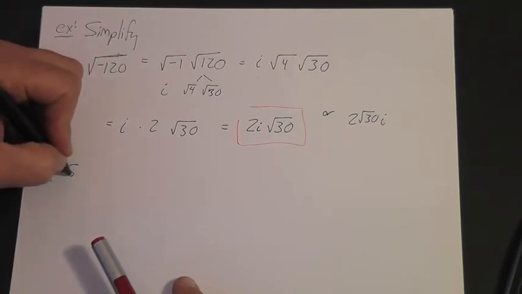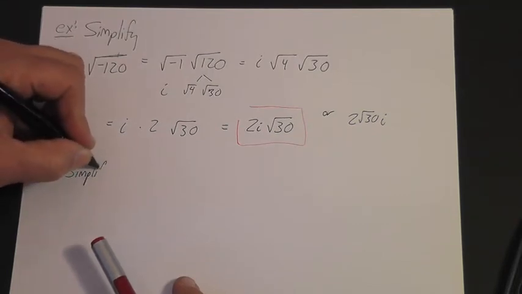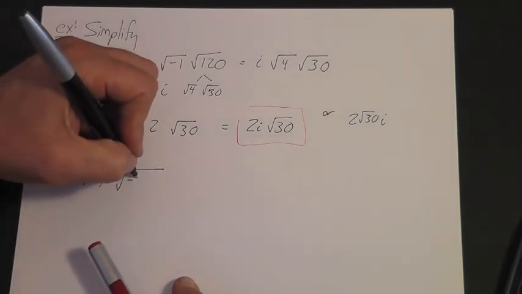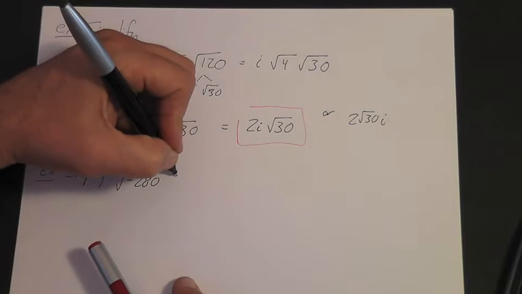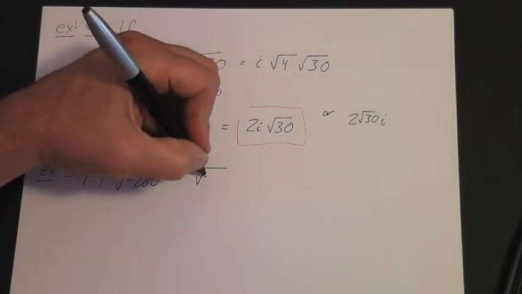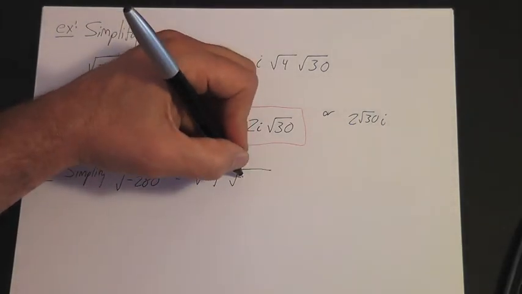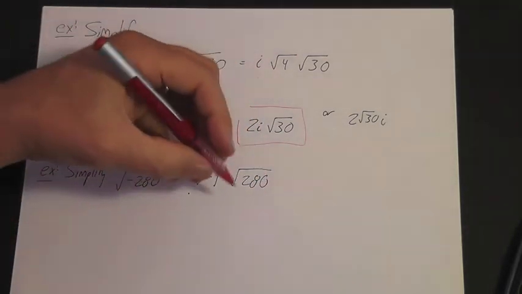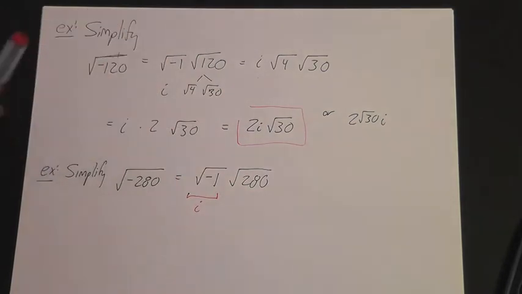Let's look at another problem. Let's simplify the square root of minus, let's do 280. So the very first thing that we do is we break this into minus 1 and 280. And that becomes an i right there. Right? The square root of minus 1 is i.